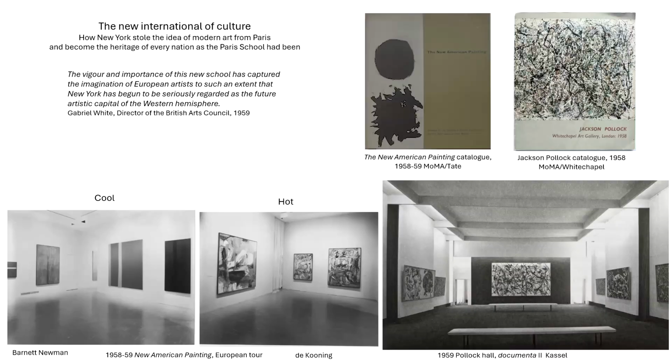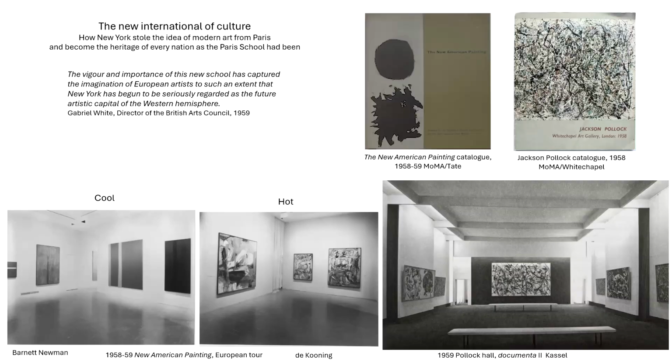Now, the Europeans love Barnett Newman. They love the cool abstract expressionists, not so much the hot ones. And they do also this exhibition, a big exhibition of just Jackson Pollock, which sort of knocks the socks off. And so suddenly New York is where you have to go, not Paris. It takes Australians about 10 years to realise this. They keep going to London.